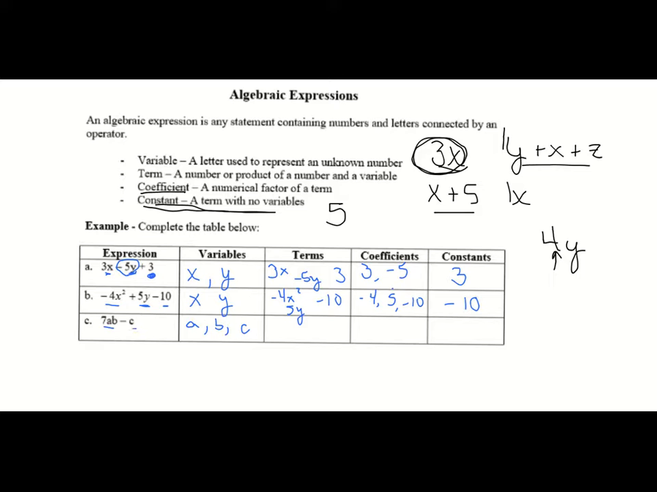Terms, I have 2 terms. I have 7ab and then negative c. Now coefficients, 7 is a coefficient, and because we have that negative c there, again, I want you to get used to if there's a variable by itself, it does have a coefficient, and that coefficient is a 1. And in this case, it would be a negative 1 because it's negative c. And here, because we don't have any numbers by themselves, we don't have any constant terms. There are no constant terms here.